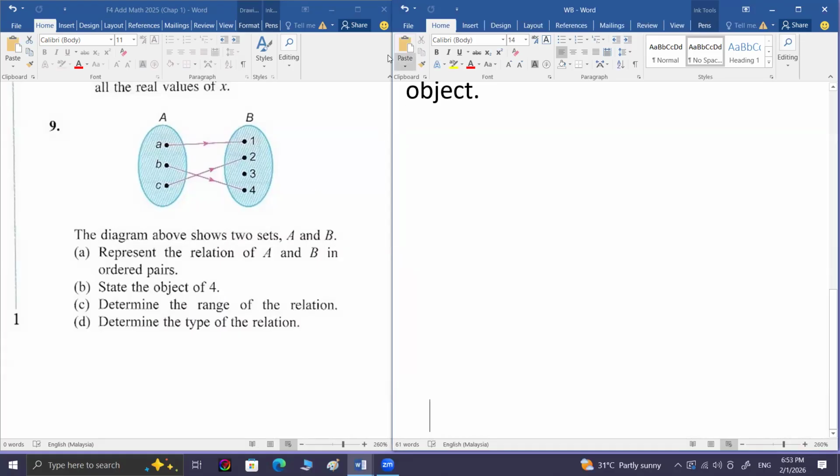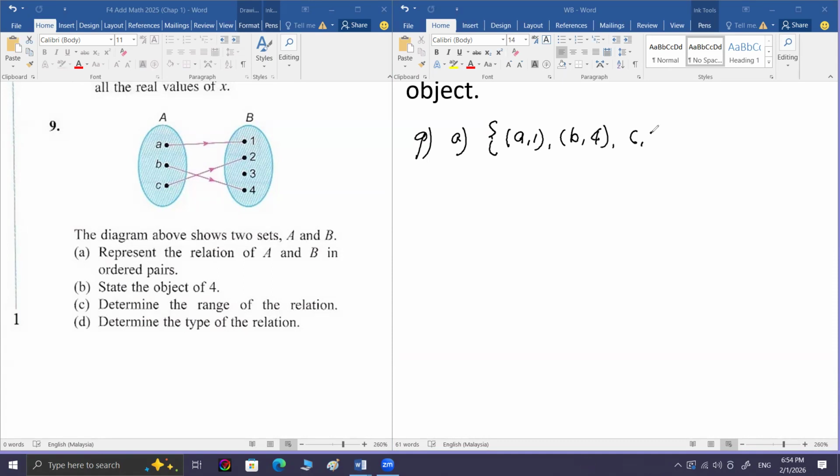One thing that I want to explain to you just now is a bit different. Number 9, A. I think all the pairs should be okay, right? Look at A. A to 1. B to 4. C to 2. That's all right? So what is the difference here? Now state the object of 4. What is the object of 4?